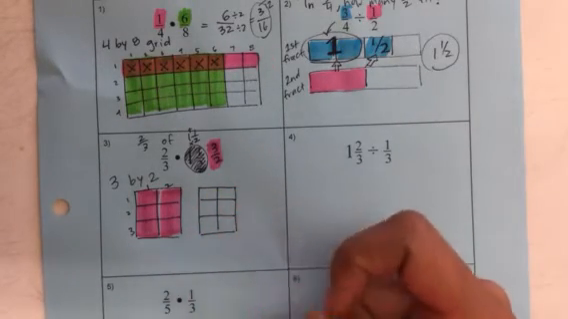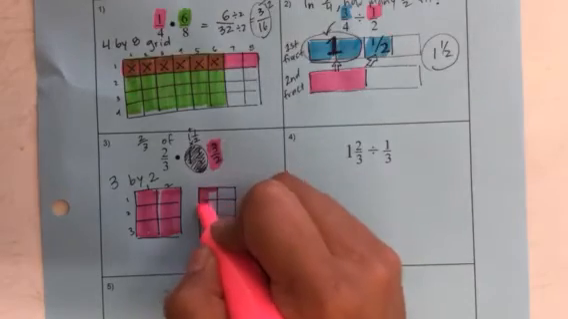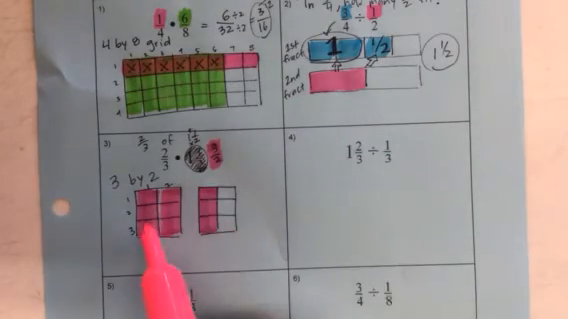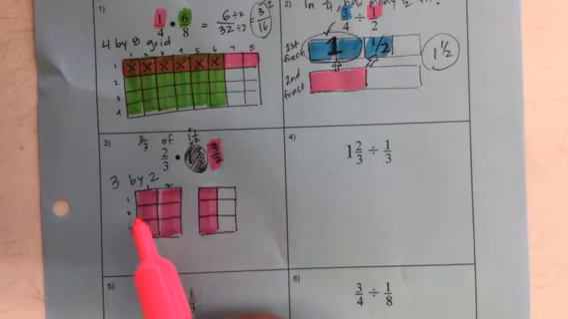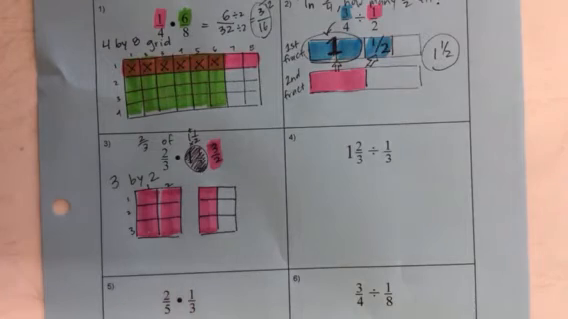So make another 3 by 2. And now we have our third half. This is half of something, this is another half, and this is another half. There are 3 halves. Okay.